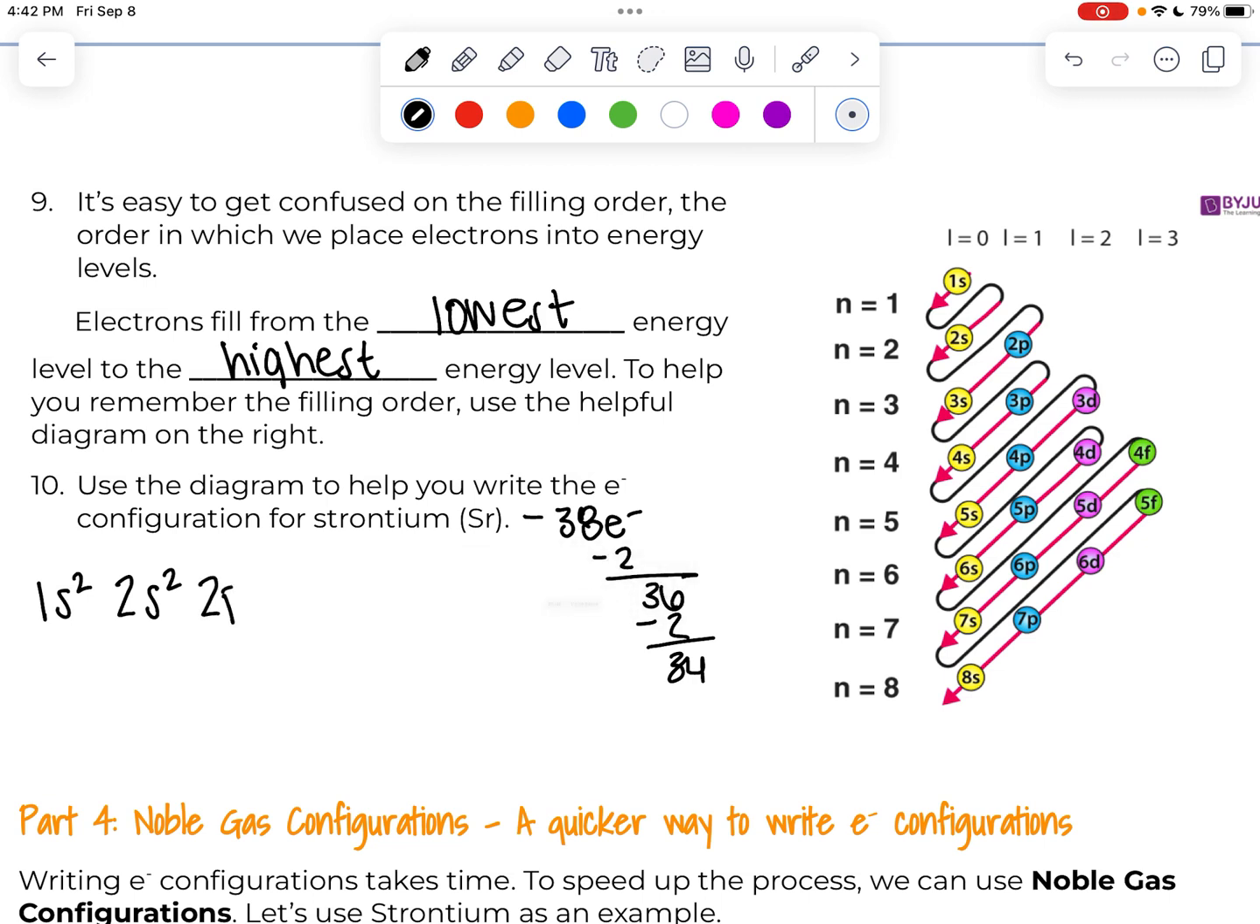2p is next. How many electrons fit in a p orbital? 6 max, so I've got 2p6. Subtract 6 out. Oh, let's see if I can do some quick math. I think it's going to be 28. Yes, it is.